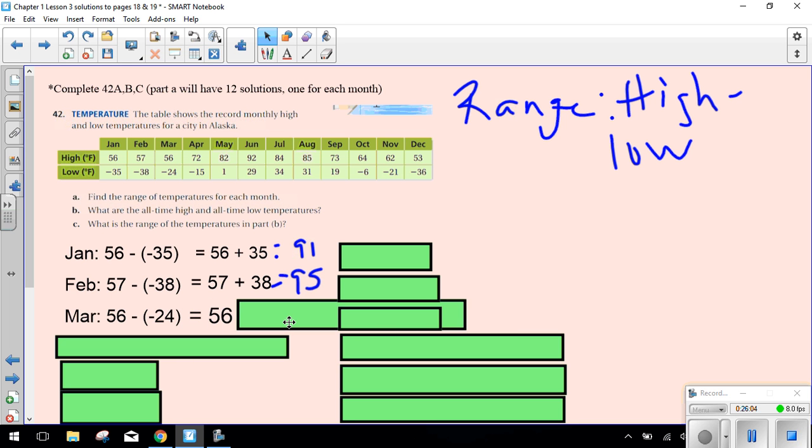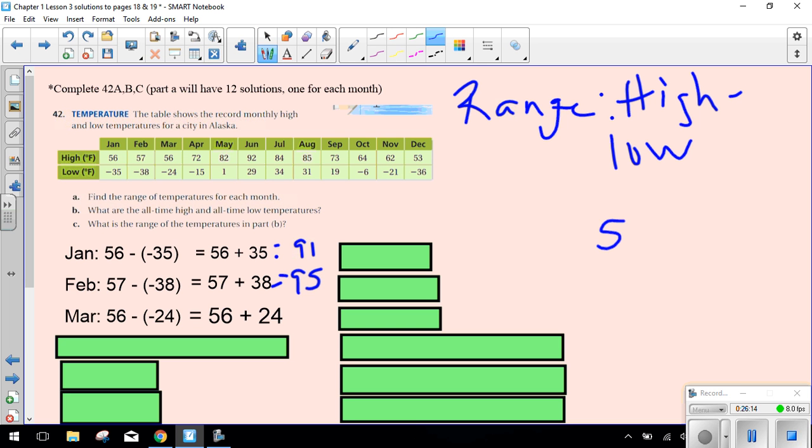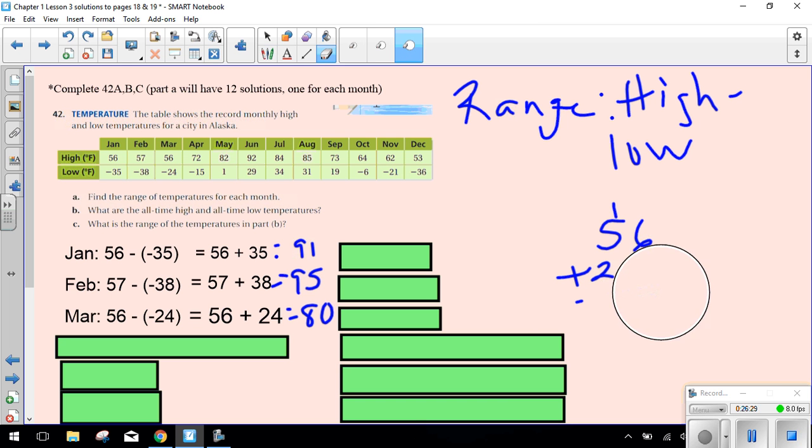So that is equal to 56 add, and the opposite of this negative 24 is positive 24. So since they're both positives, we take 56 and 24 and just add them. 6 and 4 is 10. 5 and 2 is 7, plus 1 is 8. So we get an answer of 80.